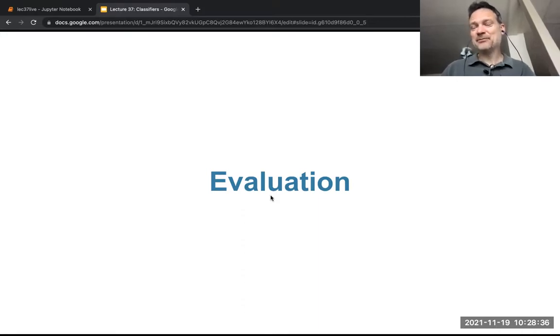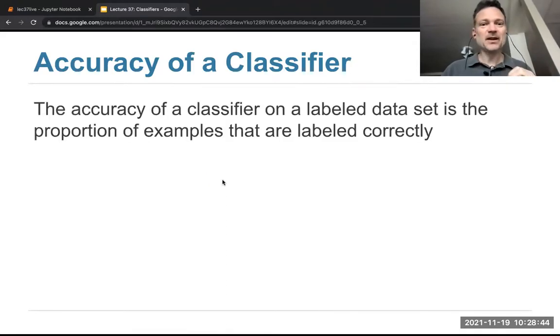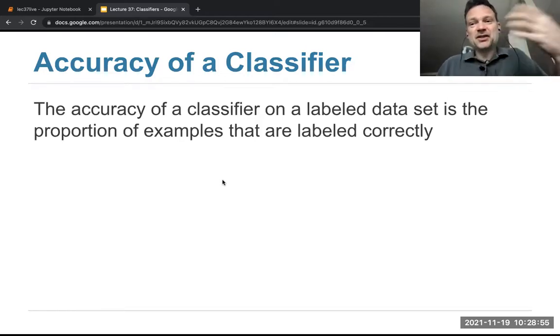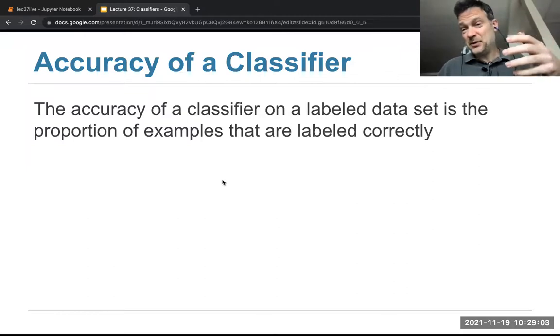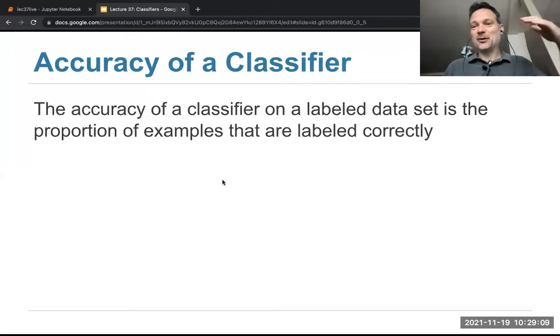Okay, so to do that, we're going to measure the accuracy of the classifier. The accuracy of a classifier on some data set is the proportion of examples where the prediction of the classifier is correct. So this is a number that indicates how good your classifier is. If you have 50% accuracy, this is no better than flipping a coin. If you have 80% accuracy, that's better. If you have 99% accuracy, wow, that's great. It means it's only wrong 1% of the time. If you have 100% accuracy, it's perfect. It's always making the correct diagnosis.